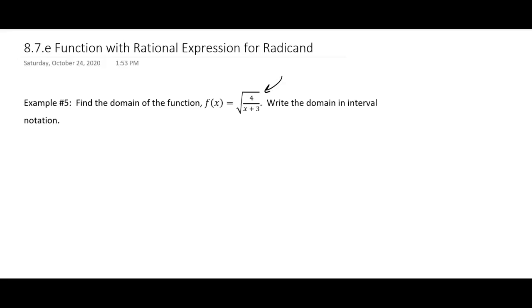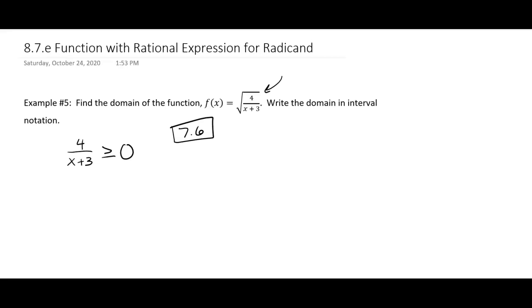So it's a square root, so you still have to have the radicand, 4 over x plus 3, be greater than or equal to 0. The radicand has to be positive or it's not going to be a real number. Now, if you don't remember how to solve this, they were in 7.6. So go back and review 7.6. The first video probably is good enough. And that might help you here.